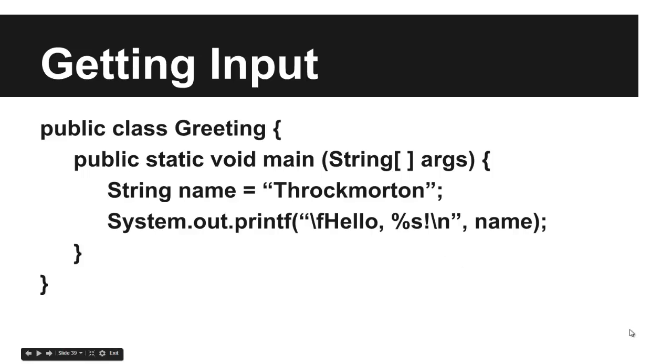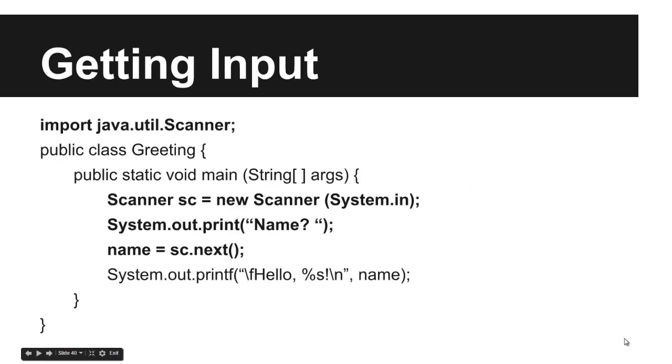When we get input from the user, because we can't trust that our user is going to be named Throckmorton, and it might be nice to be able to greet them by name, we're going to make a couple of changes. The first change, and the biggest change, is that we are going to create a Scanner, ask the user for their name, and then greet them by name. And we'll break this down step by step.